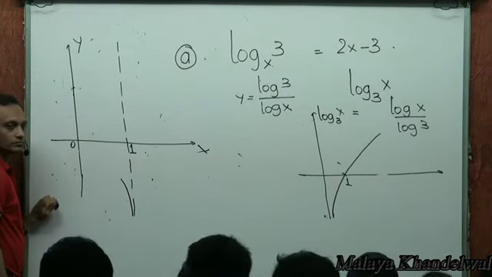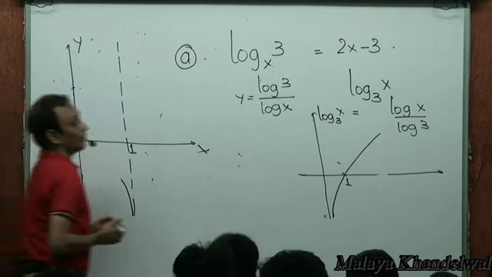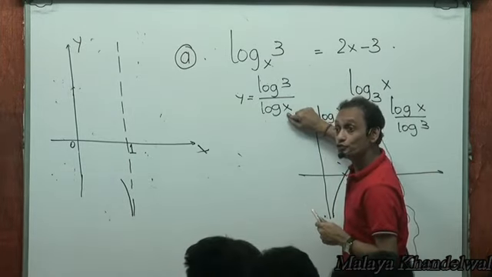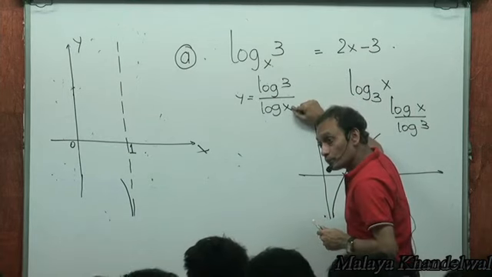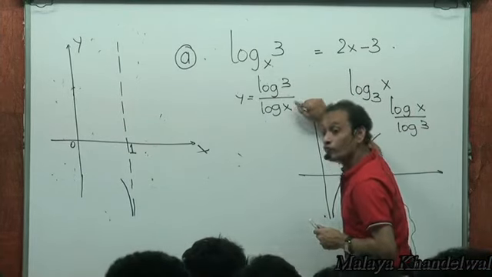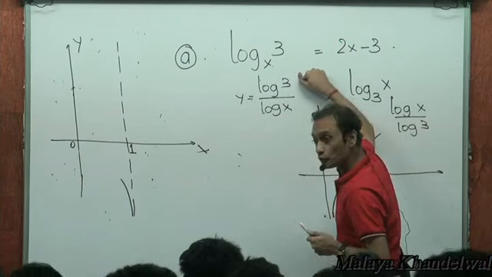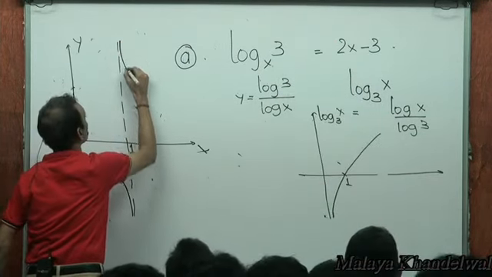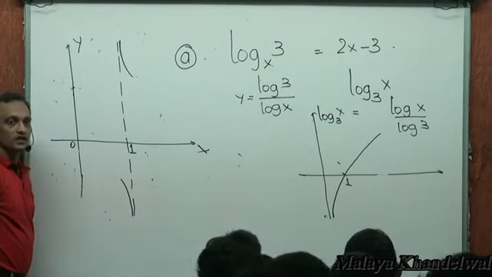Yes or no? As x tends to 1 from the greater than 1 side, y would tend to, this will tend to 0 from the greater than 0 side, this will tend to plus infinity. Yes or no?